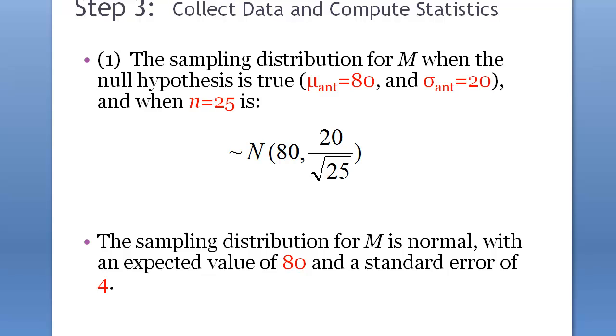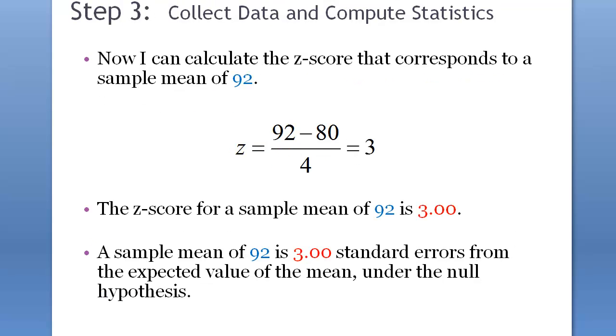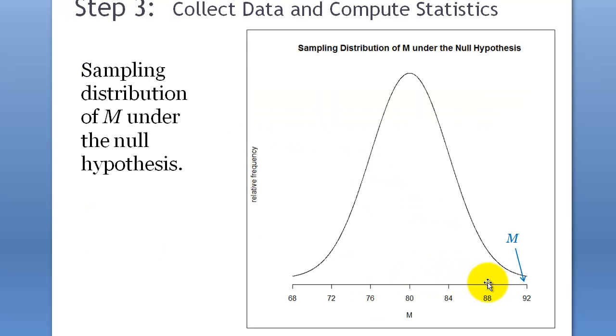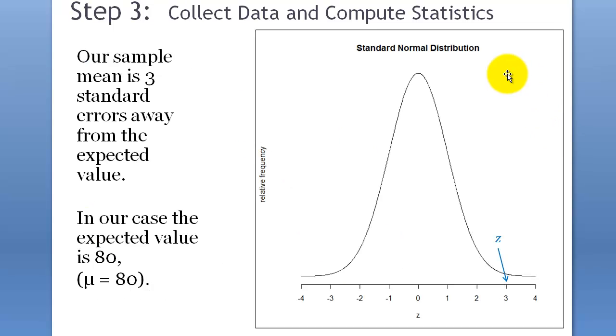What's really important is actually here, the Z-score for this sample mean. It's 3: 92 minus 80, or 12, over 3. So, in other words, when you look at the Z table, the Z distribution, it's here.